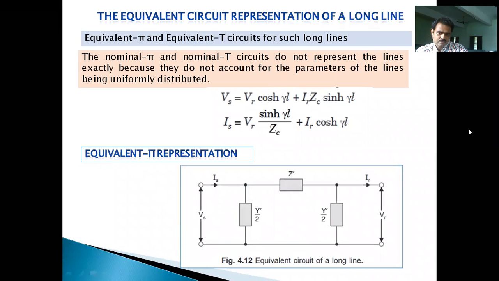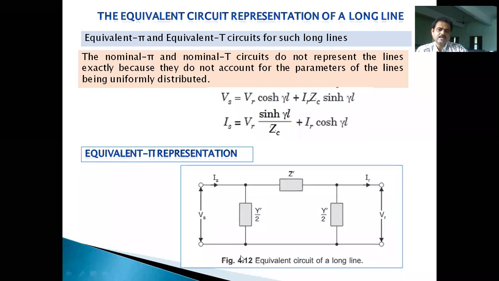Here, in the nominal pi, the total series impedance is considered as a single impedance, represented by Z. Here, in the equivalent pi, that is not the lumped parameter Z but Z dash. We have considered the total series impedance as Z dash, whereas the shunt admittance values, Y dash by 2 and Y dash by 2, the admittance is divided into two halves.